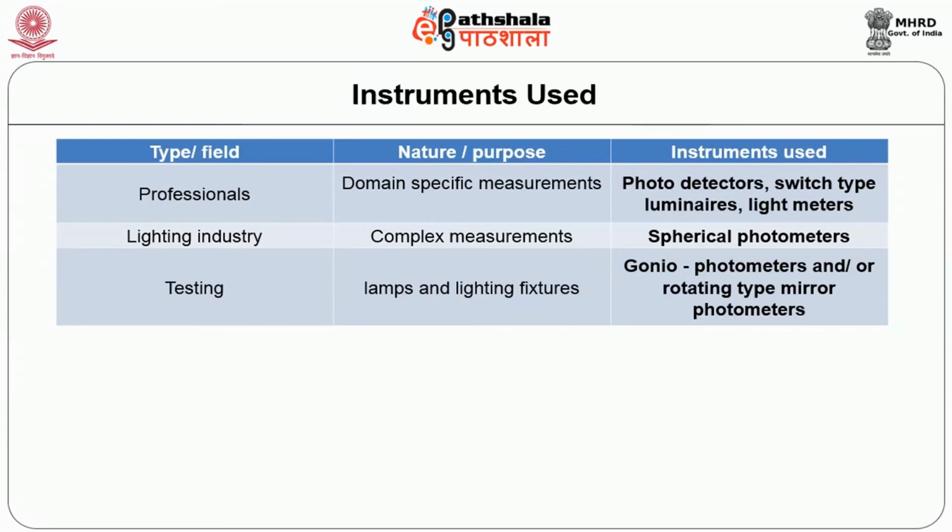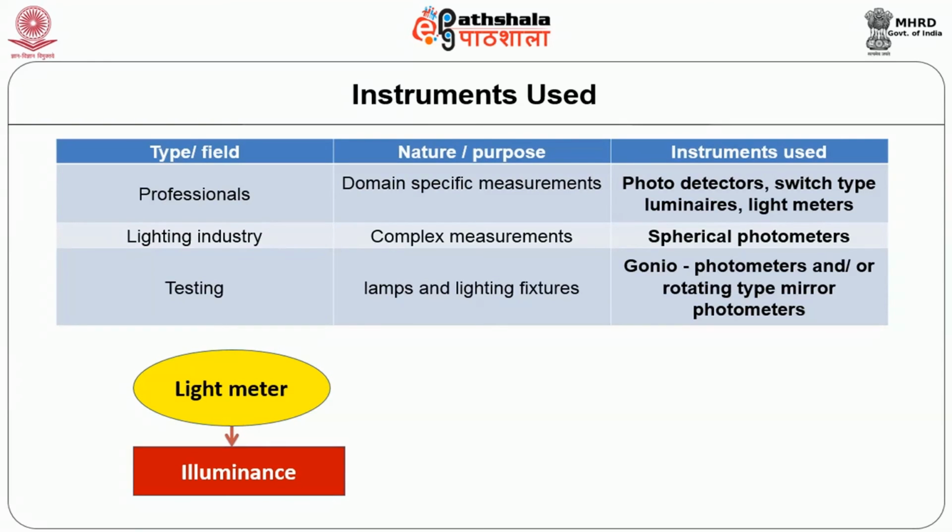Professionals in different fields are interested in photometric measurements specific to their disciplines. Measurements generally are based on photodetectors, switch type luminaires, light meters and the like. For complex measurements as needed in the lighting industry, spherical photometers are used. Tests on lamps and lighting fixtures are done by making use of gonio-photometers and or rotating type mirror photometers. A light meter is used to measure illuminance. It can show two parameters, namely the quantum of light incident on a given area and the quantum of light energy reflected off the surface itself.